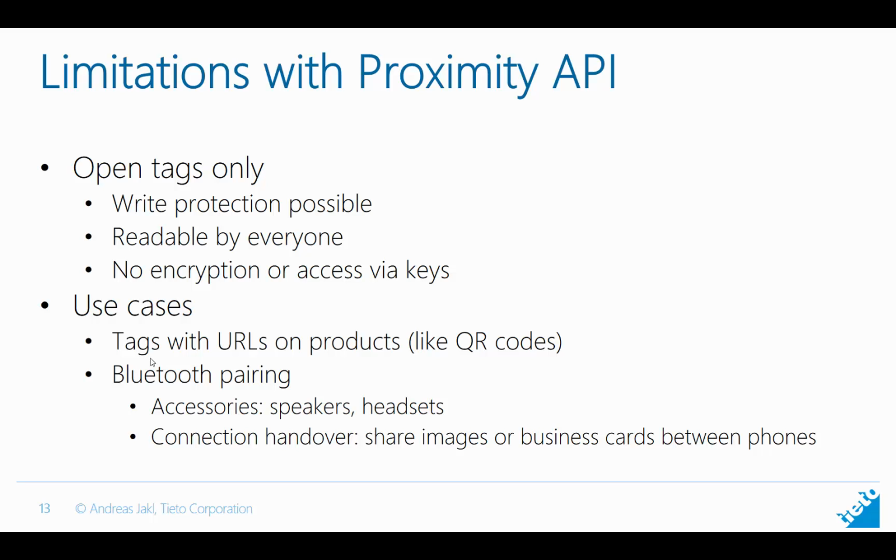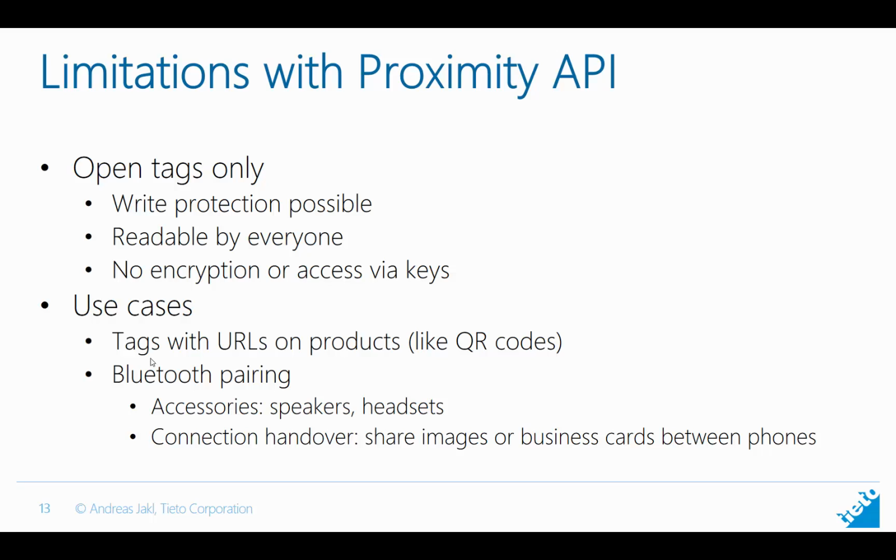Use cases are, for example, NFC tags that have a URL on a product. So this is kind of similar to how a QR code works, just with the advantage that an NFC tag doesn't need to be visible, not this kind of ugly white and black pattern. It's just invisible. For example, it can be very small in a Bluetooth headset. You just tap it and it opens the URL.